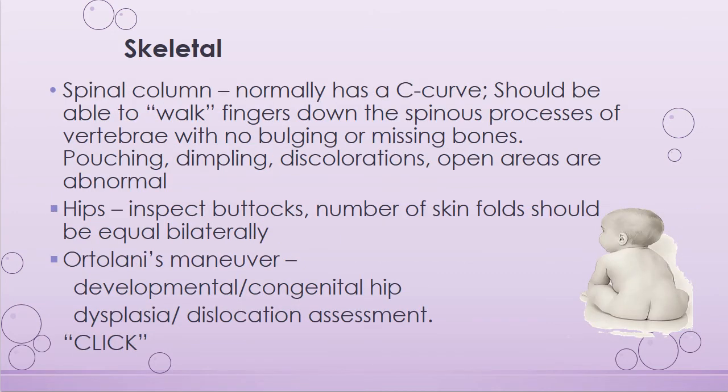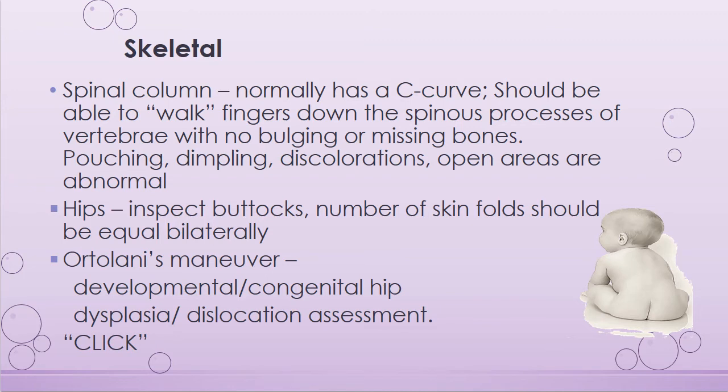The spinal column normally has a C curve. You should be able to walk your fingers down the spinous process of the vertebrae. You don't want to feel any bulging or missing bones, pouching, dimpling, discolorations, or open areas. Those are all abnormals.